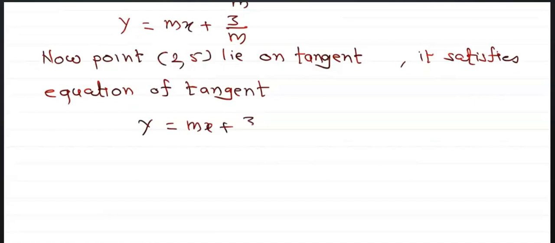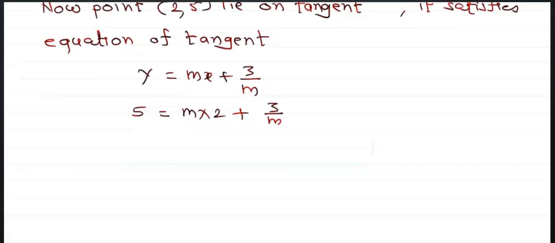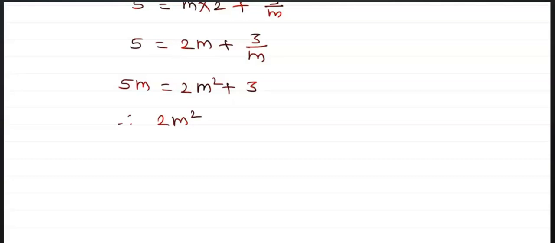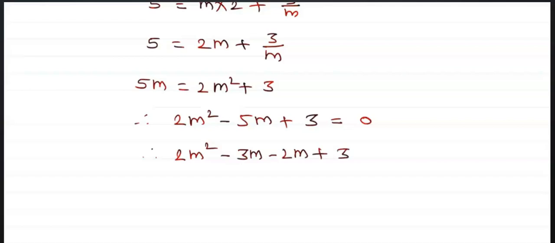Therefore, y is equal to mx plus 3 upon m. Substitute x is equal to 2 and y is equal to 5. Therefore, it is a quadratic in m. That is, 2m square minus 5m plus 3 is equal to 0. We can factorize this.